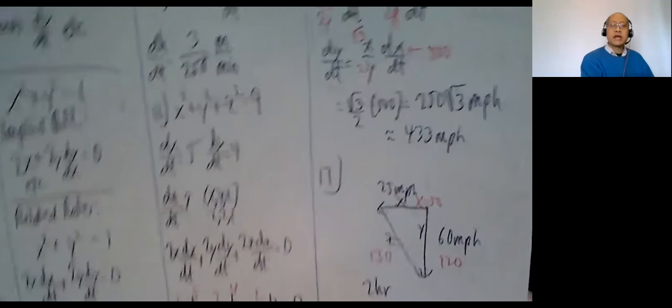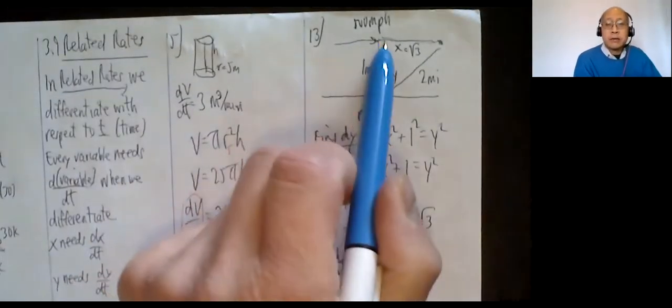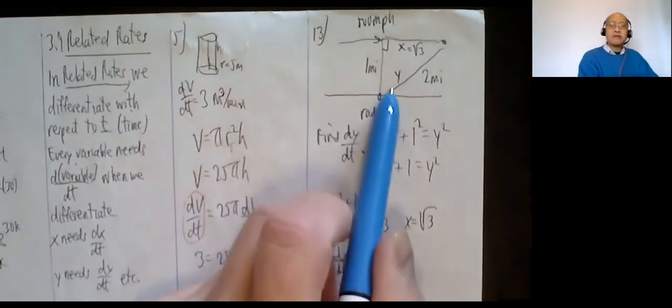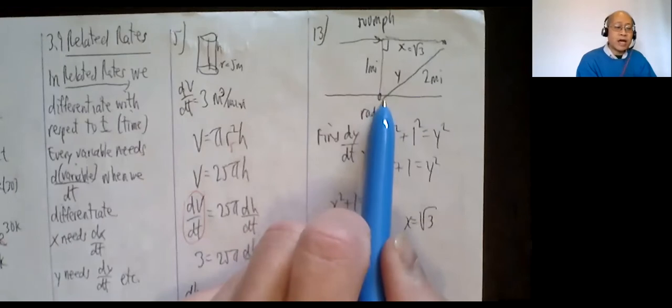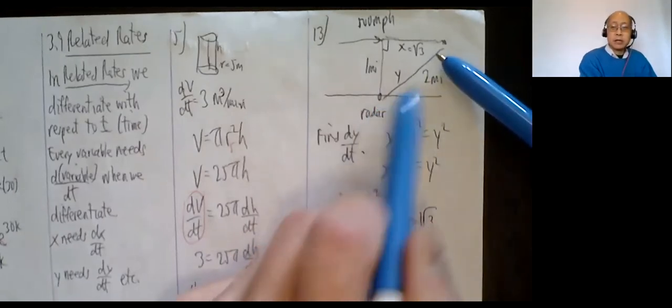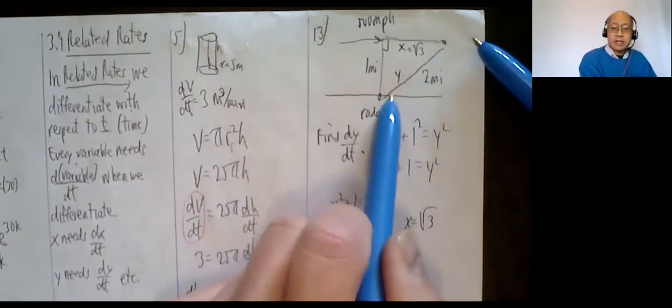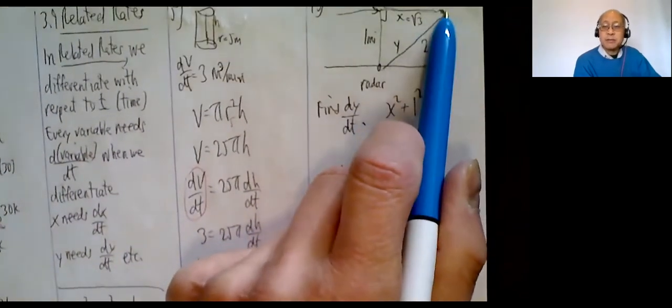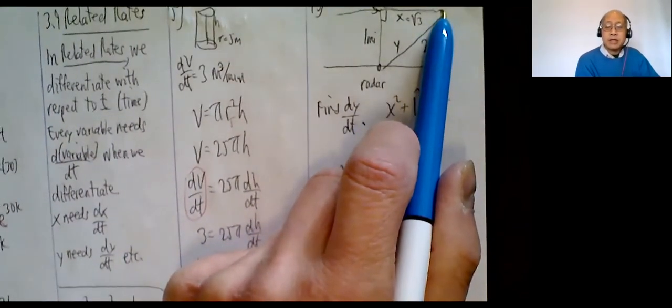Now, what is that 433 miles an hour? Okay. The plane is moving 500 miles an hour. The rate of change that the plane is moving away from the radar station. Okay. So over here, it's going to be like that. And over here, it's like that. That rate of change is 433 miles per hour right at that instant. Okay, that might be necessary.